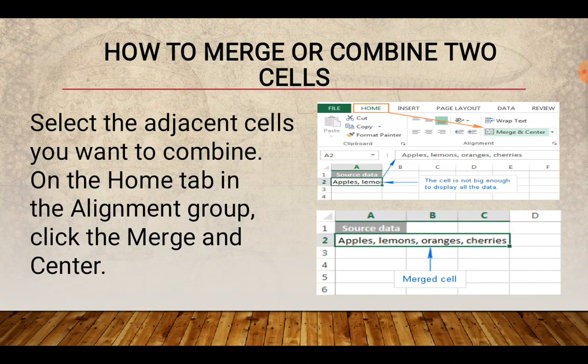For merging two or more cells, select the adjacent cells you want to combine. Then on the Home tab in the Alignment group, click the Merge and Center button. By doing this, the cells will be merged and become one cell. That's how you can handle long text in a worksheet cells.